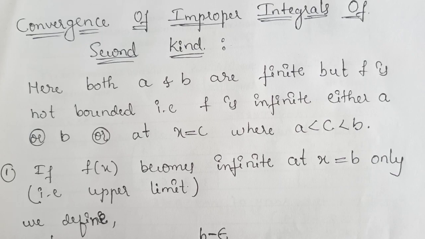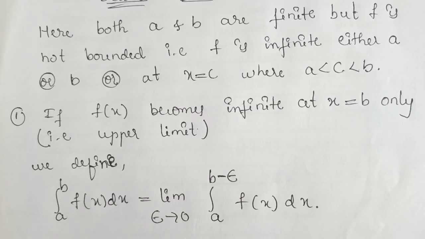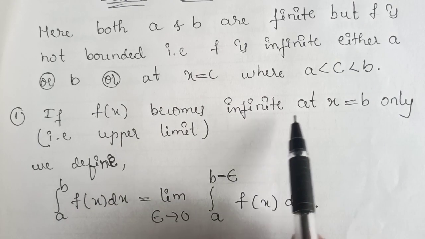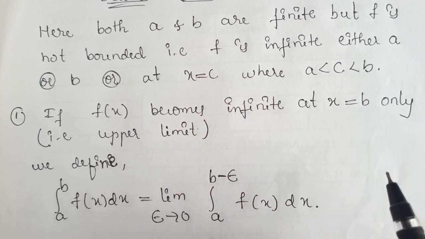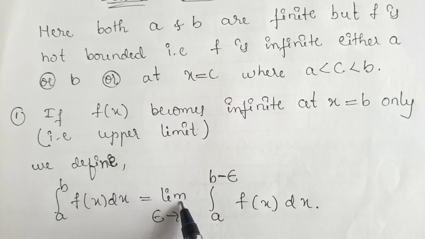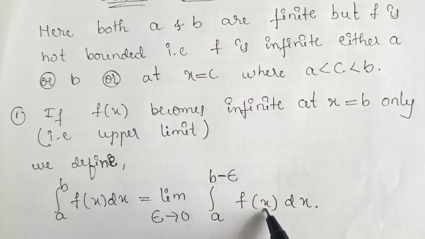Now we go for the test for this type of improper integrals. Let me explain one by one. So this is the first case where f of x becomes infinite at x equals b only, that is, at the upper limit only. So we convert the given integral as limit epsilon tends to 0, integral a to b minus epsilon f of x dx. Now if this limit is finite, then we say that the given integral is convergent, otherwise it is divergent.